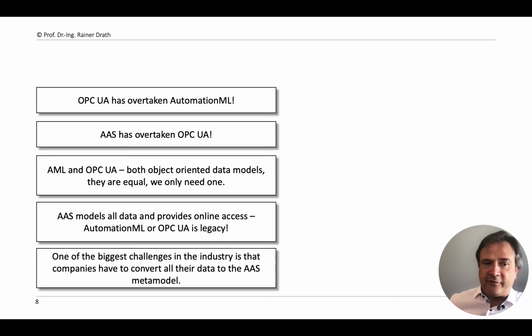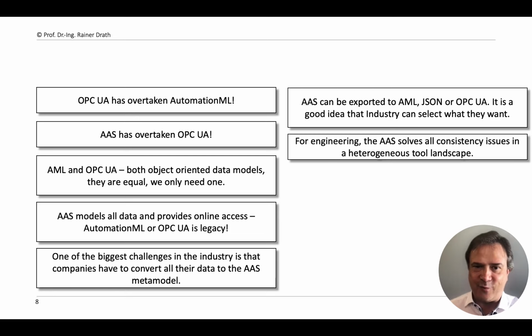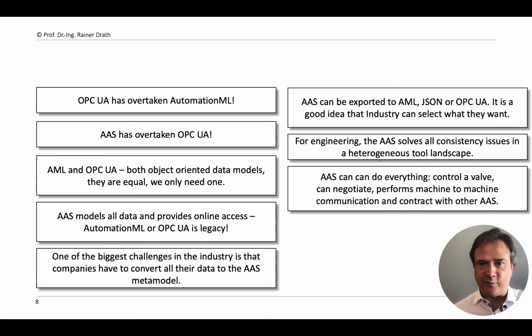Yeah? And I read in scientific papers that one of the biggest challenges in industry is that companies have to convert all their data models into the Asset Administration Shell meta model. And the AAS can export data to AML, JSON or OPC because it's a good idea that industry can select what they want. And for engineering, the AAS solves all consistency issues in a heterogeneous tool landscape.